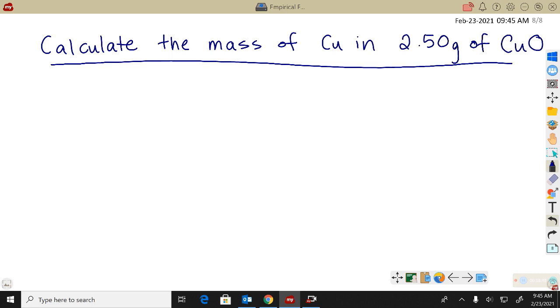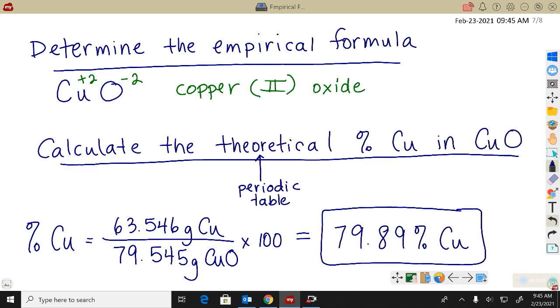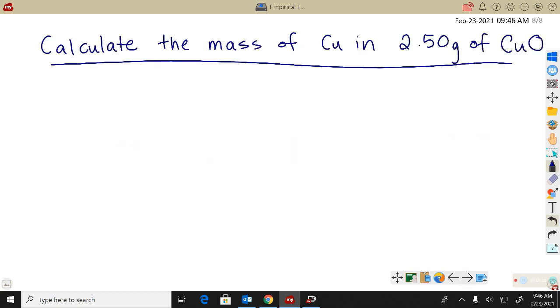That's why we can take our theoretical percentage, that's this guy, 79.89% of the mass in copper oxide should be copper. That's true of any sample of copper oxide. This version of copper oxide should be 79.89% copper by mass. So let's take that percentage as a decimal, 0.7989, and then we'll multiply it by our sample size.